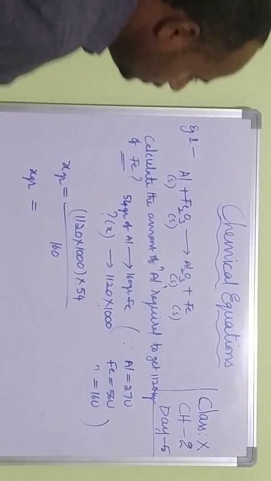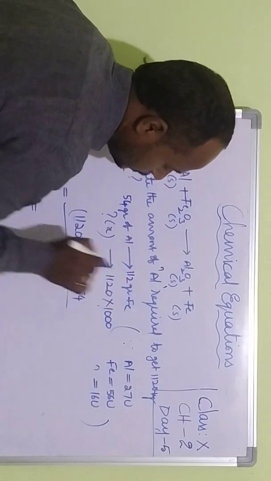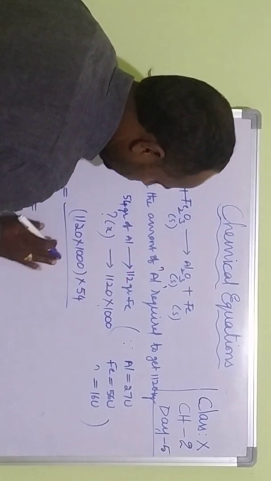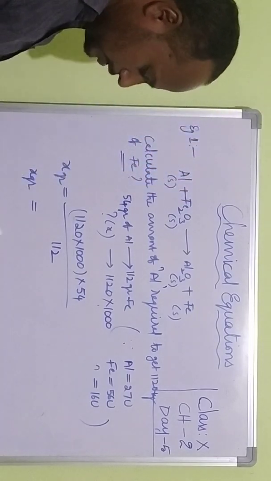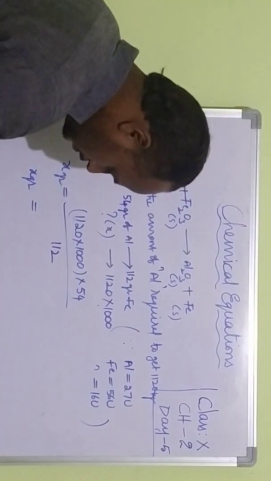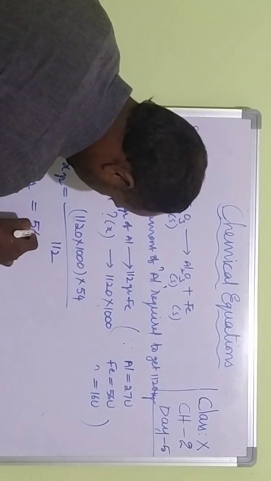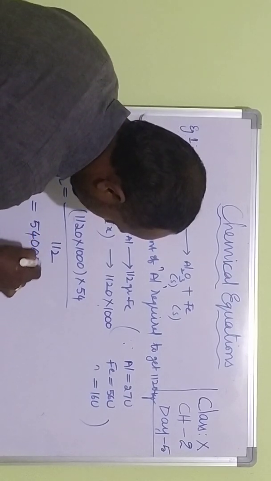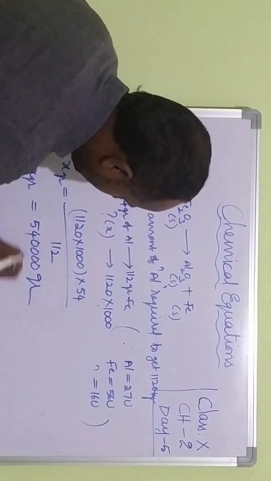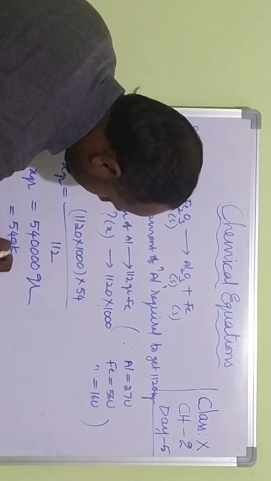A small correction. According to our data, we will get only 112 here. Okay, so here we will get 112. When you go through this, you can find 540000 grams. If you want to convert it to kgs, then 540 kgs.